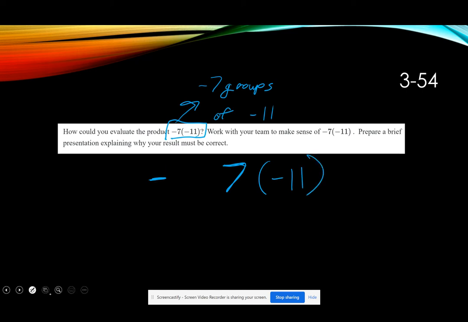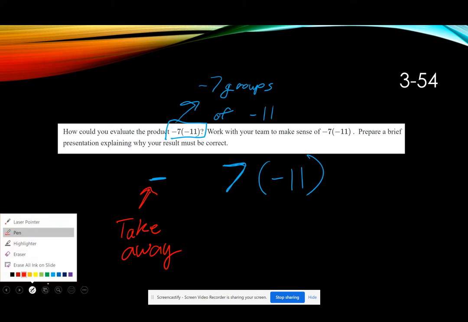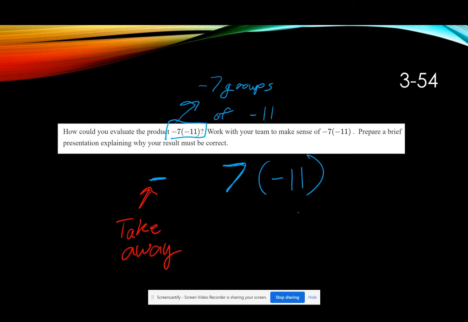Because now this is reading as take away 7 groups of -11. So let's go ahead and do a few groups here. Our first group of -11, 4, 5, 6, 7, 8, 9, 10, 11. And then I need a neutral field, so I'm going to have 1, 2, 3, 4, 5, 6, 7, 8, 9, 10, 11 positive tiles as well.